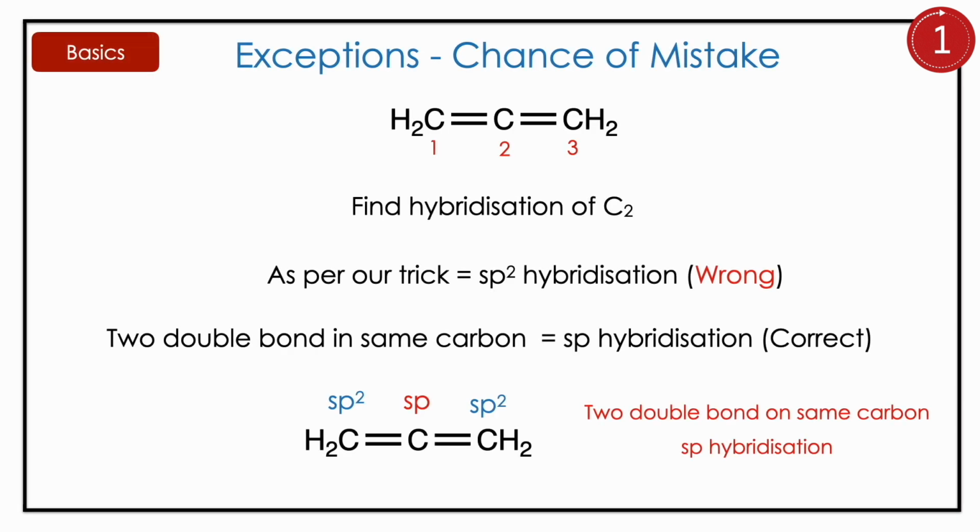Here an exception comes, or chances of mistake. We have seen it already, but we will see it in more detail. Here you have to find the hybridization of the second carbon. If you use our method, you just see a double bonded carbon means sp2 hybridization, but that is technically wrong. It is connected with two double bonds, so it is sp hybridization. So you should always be careful whether the carbon is connected with a single double bond or two double bonds.